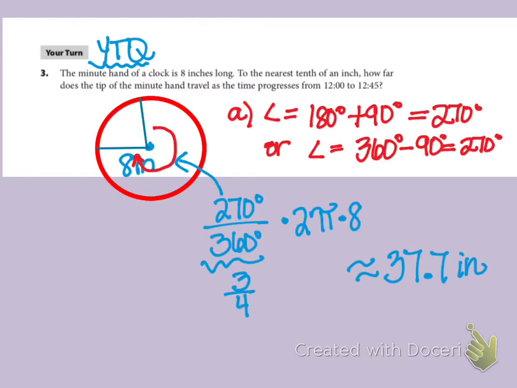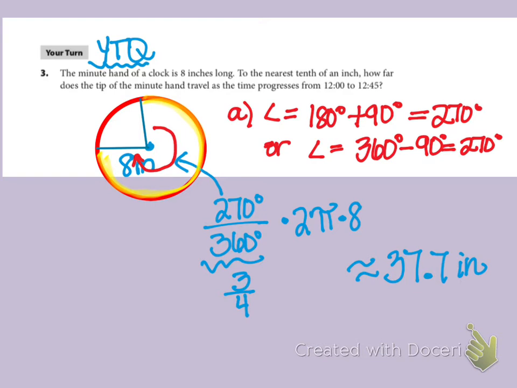All right, so thanks for giving that one a try. I got 37.7 inches. And the first thing I needed to do was figure out this angle. Because I'm going from 12 to 12:45, there's a couple ways you could think about that angle. You could think about it, well, from 12 to 12:30 we saw was 180 degrees, and you'd go another quarter of an hour or another 90 degrees.